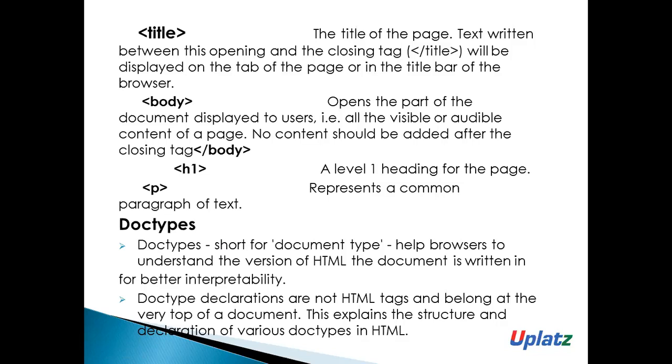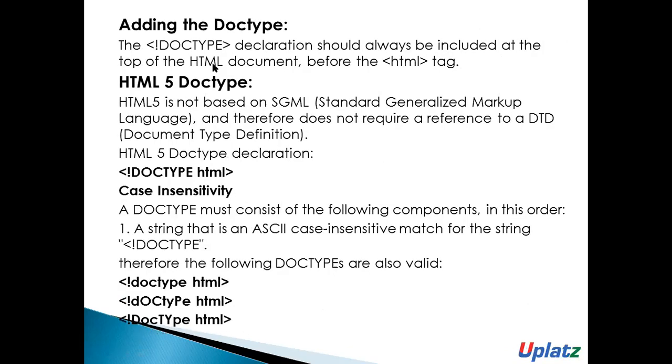Because between HTML and HTML5, lots of elements have been modified and deleted. So it is very important to use the doc type at the beginning of your program. The doc type declaration is not an HTML tag and belongs at the very top of a document. So this explains the structure and declaration of various doc types in HTML. So how to add the doc type? It should always be included at the top of the HTML document, before the HTML tag. It should be the first line, before opening your HTML tag.